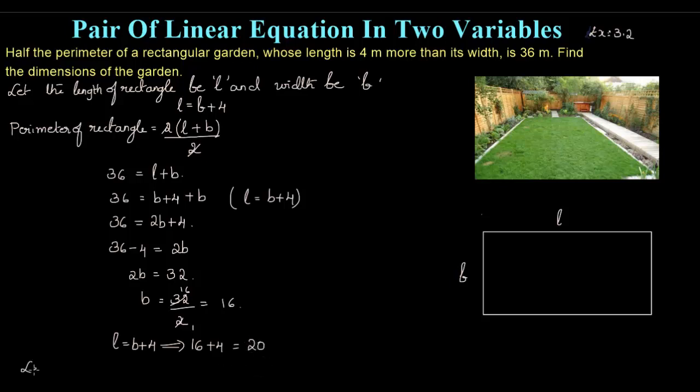Okay, so let me write the conclusion. Length L is equal to 20. What should be the unit? You can observe the perimeter has been given in meters, so even the length will be in meters. And then what is the value of the width? Width is equal to B, which is equal to 16 meter. So this is how you will find the length and the breadth of the rectangular garden if they have given you the perimeter and they have said clearly it is half the perimeter, so you have just divided that by 2. If it is only perimeter, then you would not have divided.